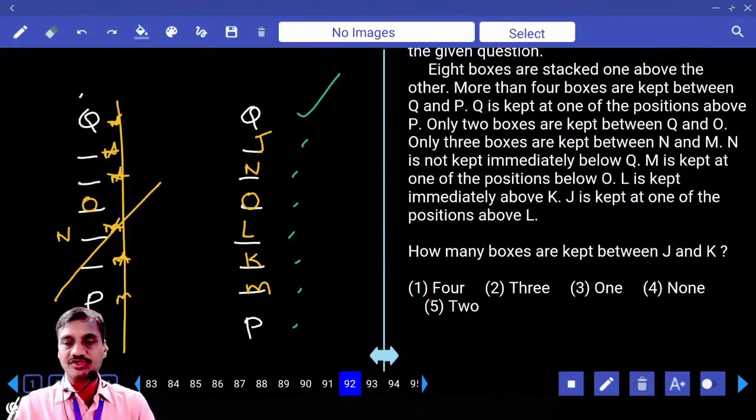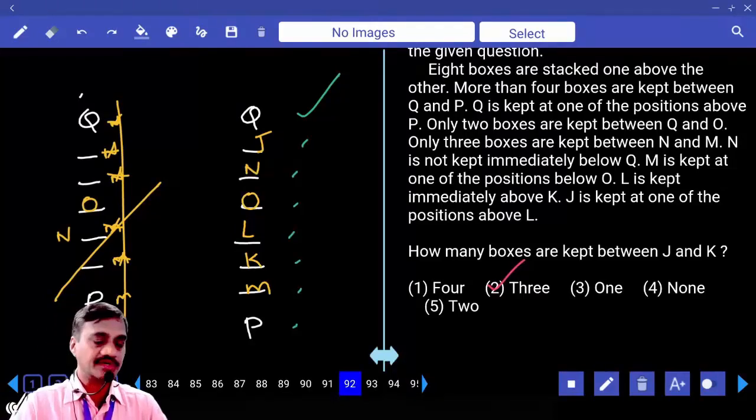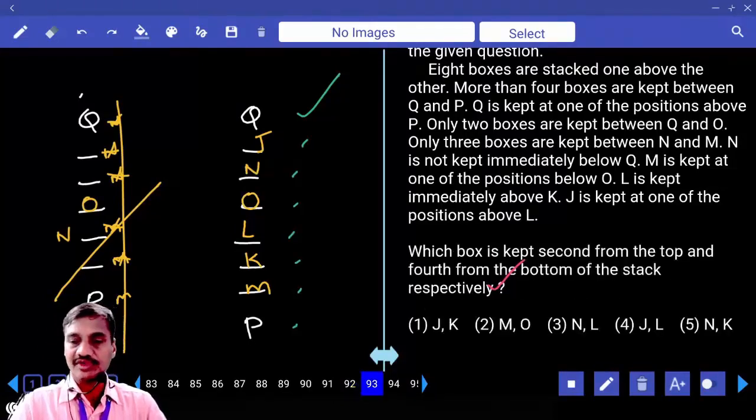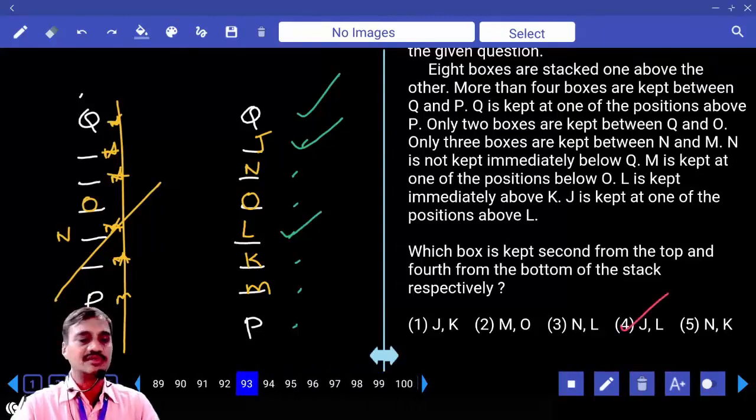91. 92. How many boxes are kept between J and K? In between J and K, tell me how many boxes? There are exactly 3 boxes, choice 2. 92, it is choice 2. 93. Which box is kept second from the top and fourth from the bottom respectively? Second from the top is J and fourth from the bottom is L. J and L, that is choice 4, question number 93.